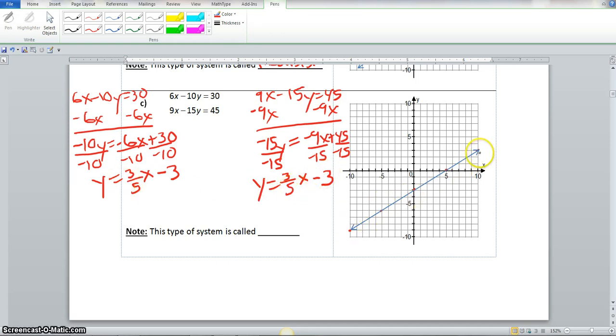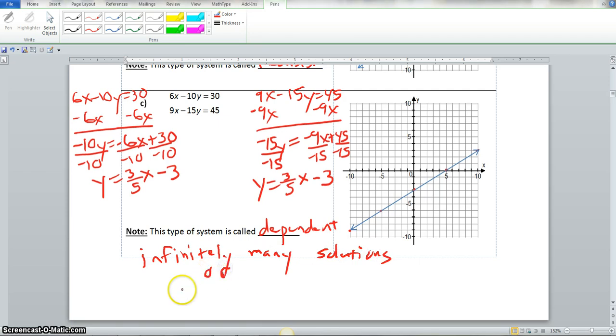So their graphs will be exactly the same. They will be right on top of each other. It'll look like it's just one line. But you notice it's two separate equations, so you know this is two lines. Now, this type of system is called dependent. And also, this is said to be infinitely many solutions. Or sometimes it's stated to be all real solutions. So either one of these answers would be acceptable.